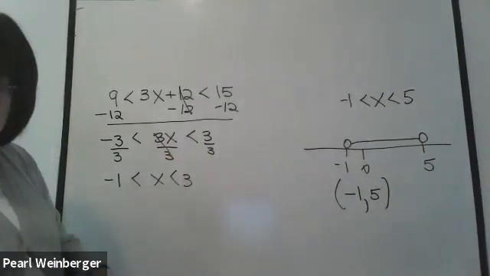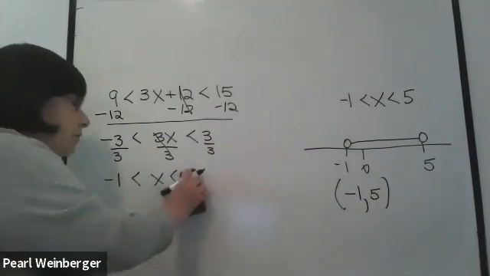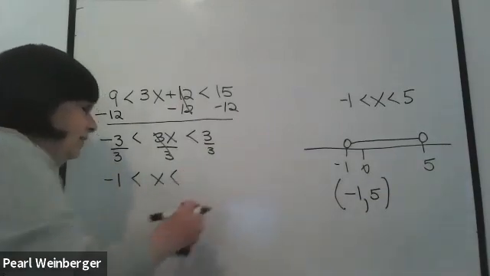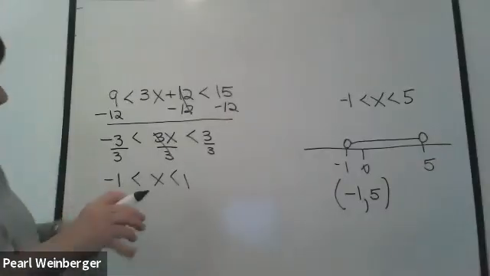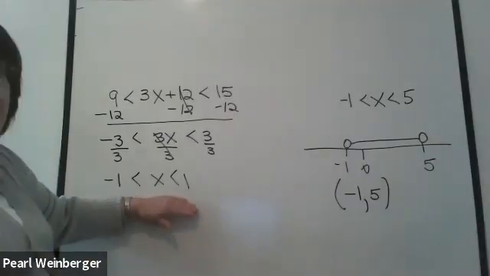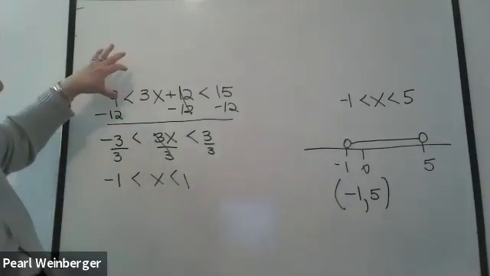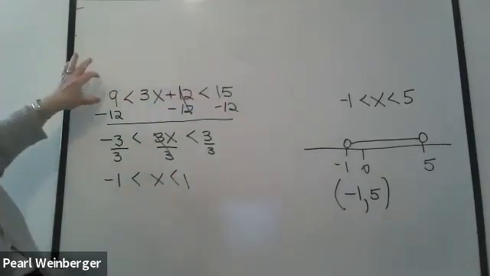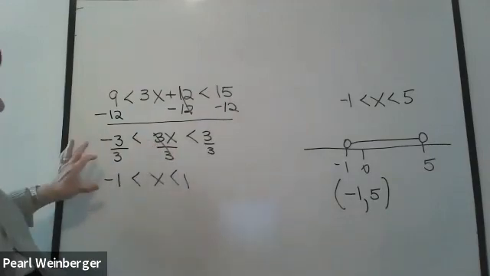I'm sorry, somebody should have said. How much is 3 divided by 3? 1. It's 1. Thank you. And notice I have now solved this. I've gone from this complex double inequality to a much simpler double inequality.